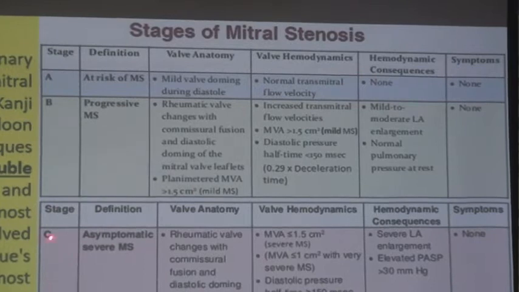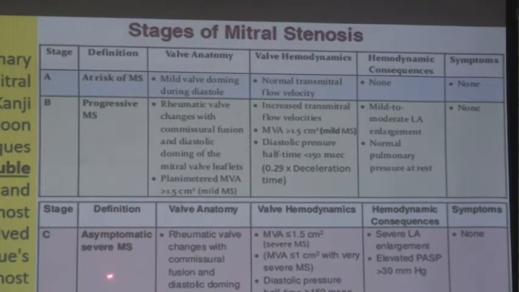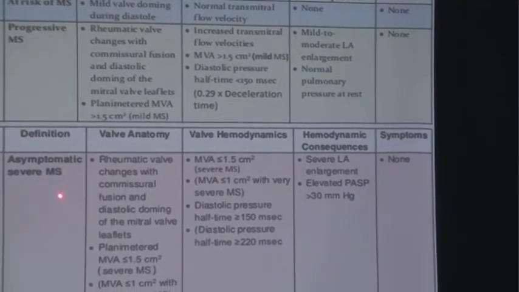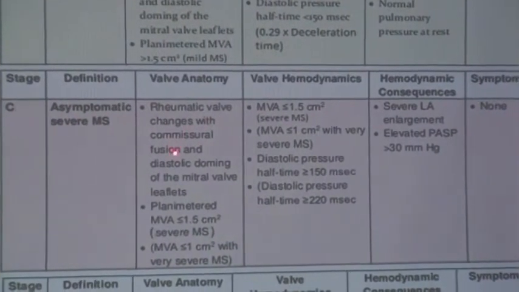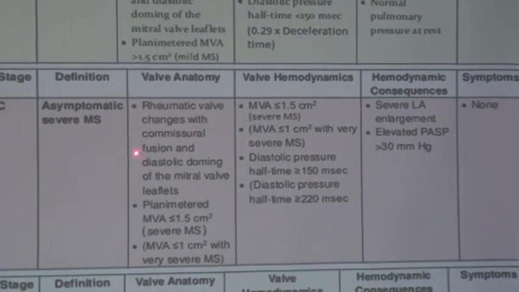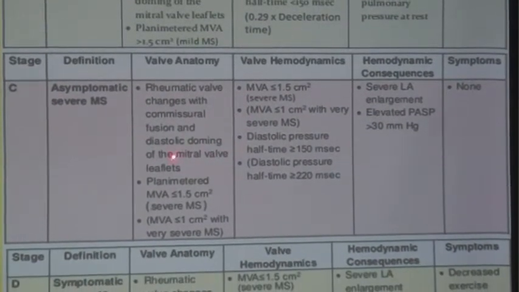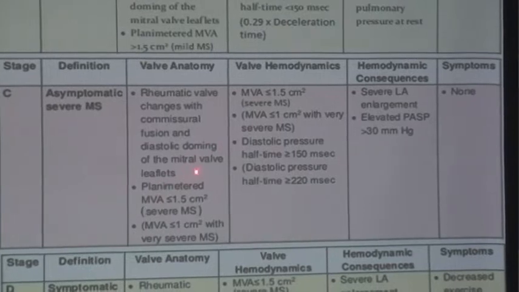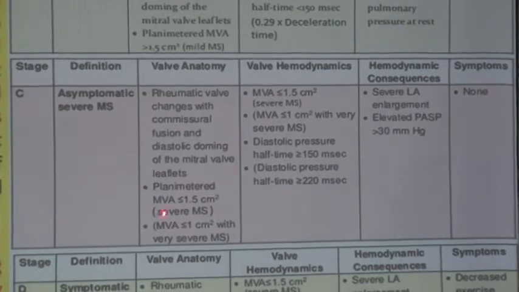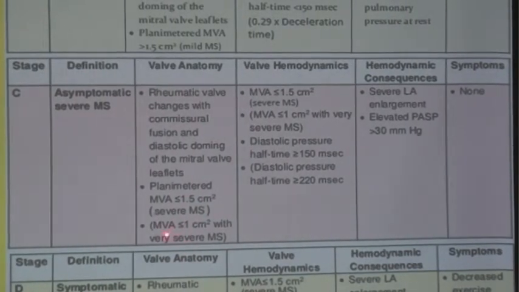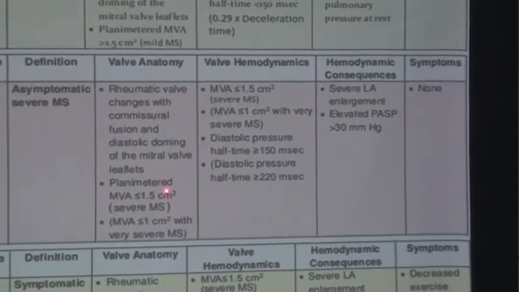Then stage C of mitral stenosis, there is asymptomatic, because symptomatic you will find in D. Here it is asymptomatic severe mitral stenosis. Regarding valve anatomy, rheumatic valve changes with commissural fusion and diastolic doming of mitral valve leaflets. And by planimetry, mitral valve area is less than 1.5 centimeter square, means severe mitral stenosis, or it can be less than 1 centimeter square, that is very severe mitral stenosis.